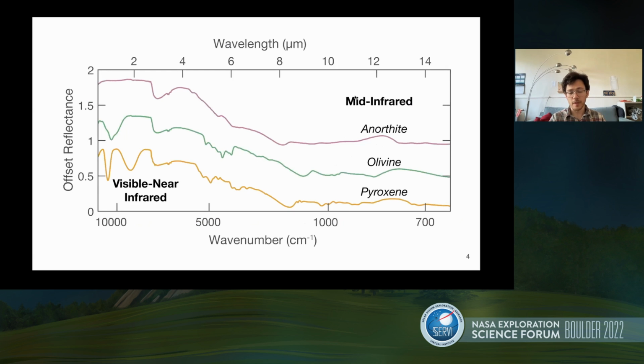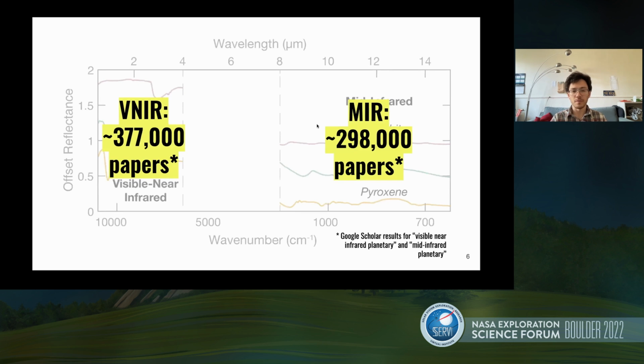So these are three spectra collected in the laboratory of anorthite, olivine, and pyroxene, spanning the visible through part of the infrared wavelength ranges. And this slide shows how we typically think about this region of the spectrum. We have the visible near infrared on the left-hand side, and we have the mid-infrared on the right-hand side, and a whole lot of nothing in the middle. And we've obviously done quite a lot of great work with this. There are hundreds of thousands of papers I have found on V-near and mid-IR applied to planetary sciences.